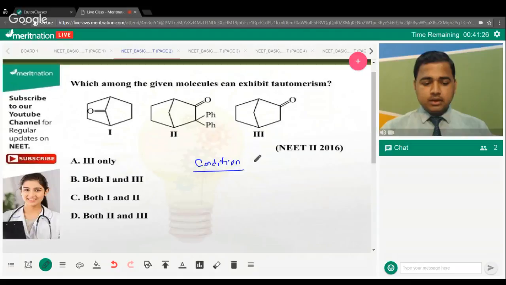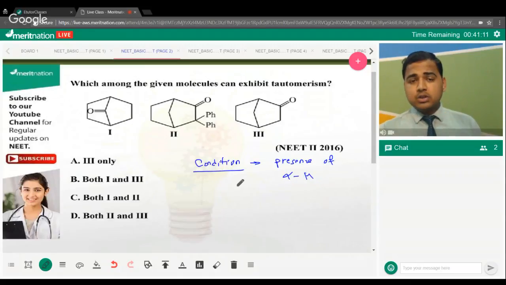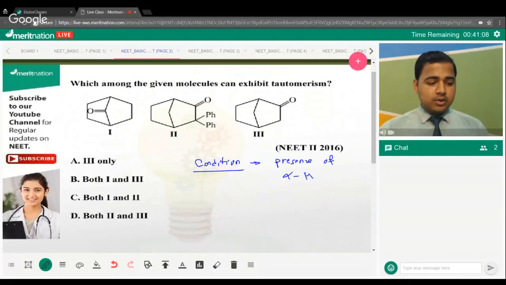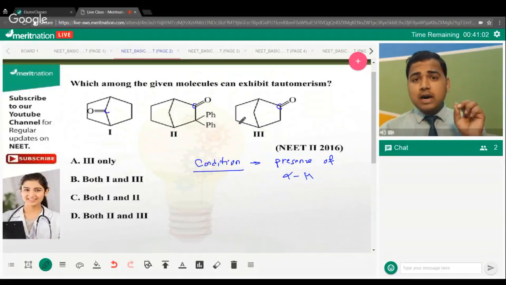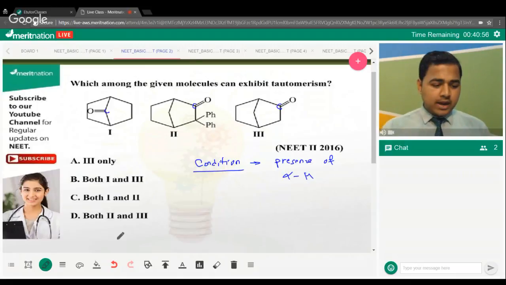The condition for tautomerism is that there must be an sp3 hybridized carbon atom with alpha hydrogen, the presence of alpha hydrogen. So what is the meaning of alpha hydrogen? First of all, we have to understand this: this is the carbon, this is the carbon, and this will be our functional group. Those carbon atoms which are directly attached to the functional group are considered the alpha carbon. So in the first compound, this will be the alpha carbon, and this, and this, and this.